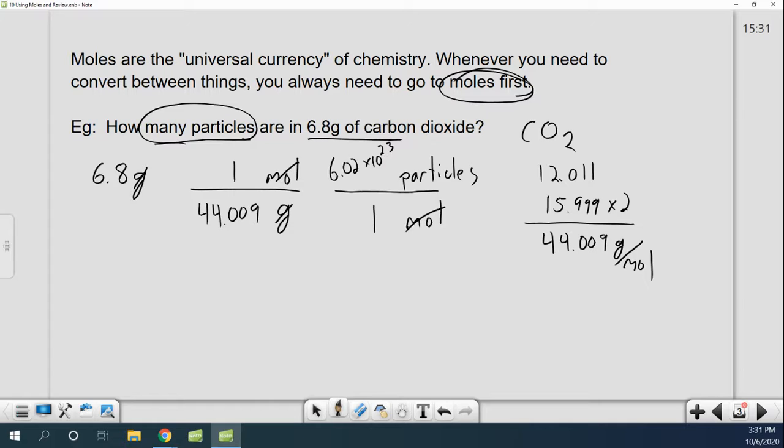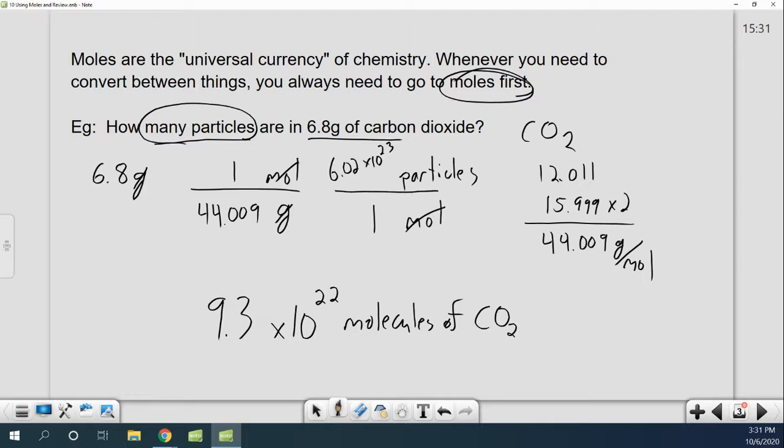All right, hopefully you had time to give it a shot there. I got 9.3017 something times 10 to the 22. I'll call it molecules because there's more than one. It's not an atom, it's a bunch of atoms together, so it's a molecule. 9.3 times 10 to the 22 molecules of carbon dioxide.